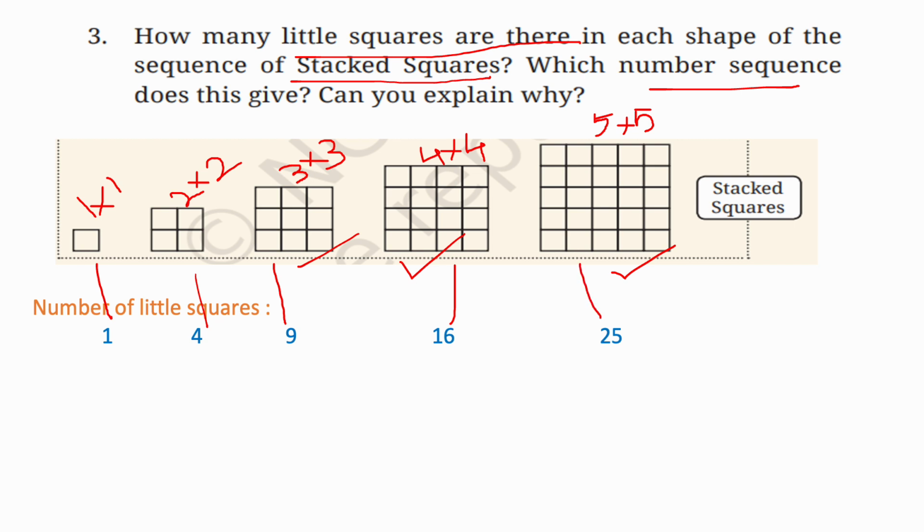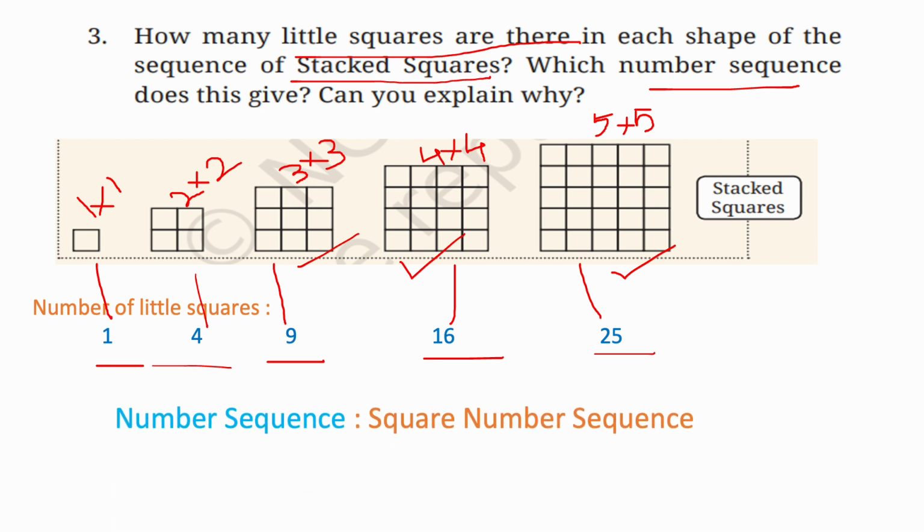Can you say the sequence? 1, 4, 9, 16, 25. The sequence is the square number sequence because 1 square is 1, 2 square, 4, 3 square, 9, 4 square, 16, 5 square, 25. So it is a square number sequence.